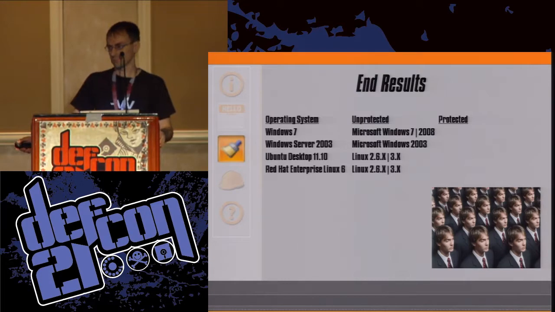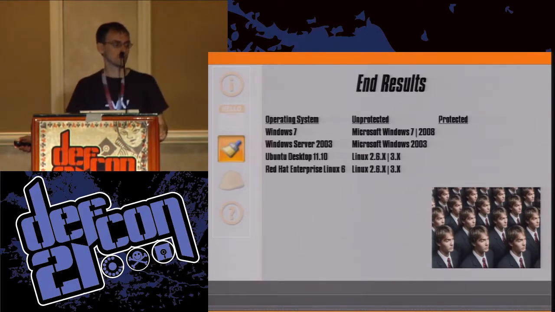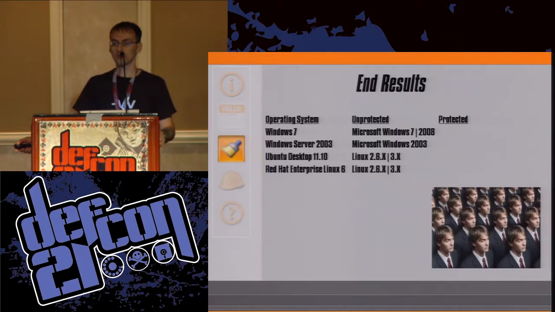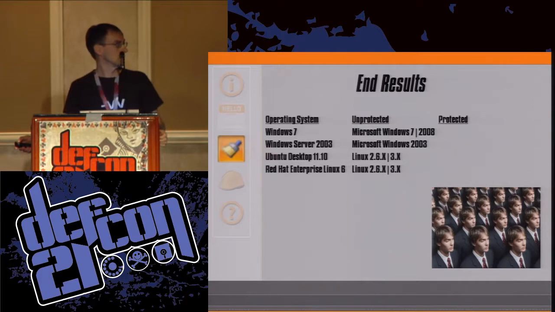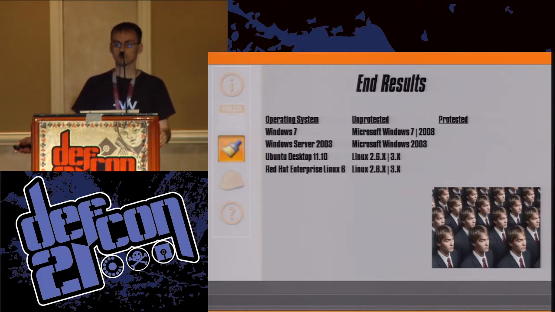A Windows 7 target, unprotected, looks like, wow, surprise, a Windows 7 host. A Windows Server 2003 target, unprotected, looks like a Windows 2003 host. And then an Ubuntu desktop, unprotected, looks like a Linux host running the 2.6.x or 3.x kernel, and a Red Hat Enterprise target, unprotected, looks like a Linux host running the 2.6.x or 3.x kernel. I shouldn't say looks like, I should say identified, because it does a pretty good job of identifying these and figuring out what they actually are.